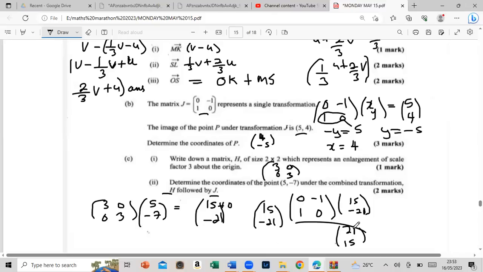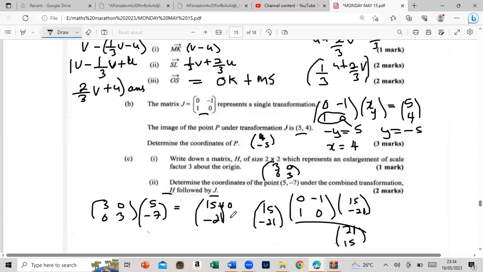So it's going to be 21, 15. Let me look back again. Right, so it says each are the 30, right? Let me see what they are giving me first. They gave me 5 and 7. So 3, 5, 15, yeah, that's right. 3, 5, 15, 0 times that. Boom, 0 times that, 3, 7 is 21.